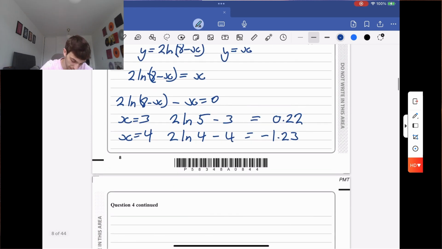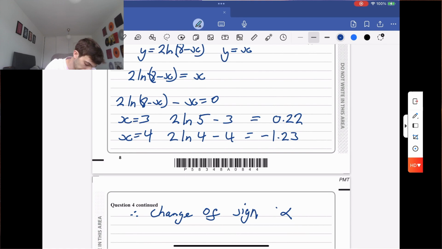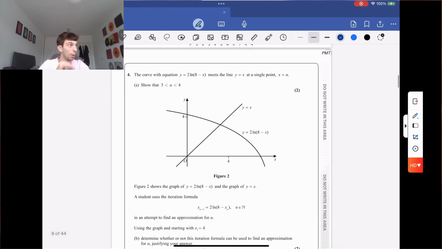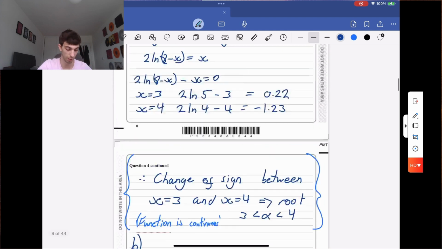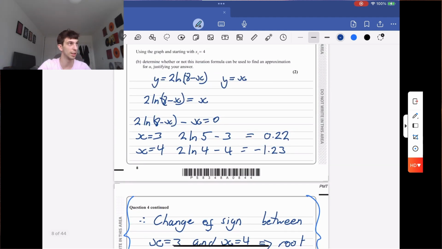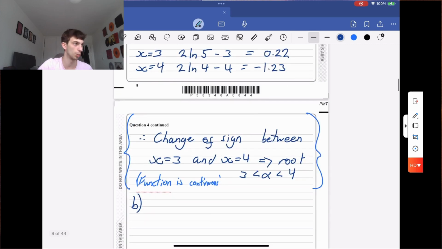Therefore, all we have to say is: change of sign means that alpha must be larger than 3 and less than 4. And that's all you have to do for part A. Just quickly for part A, a good summary statement would be: therefore, we have a change of sign between x equals 3 and x equals 4, therefore the root alpha will be larger than 3 and less than 4. You can also say the function is continuous, our function being 2 ln 8 minus x, take away x, but the key bit of information is in the dark blue here.